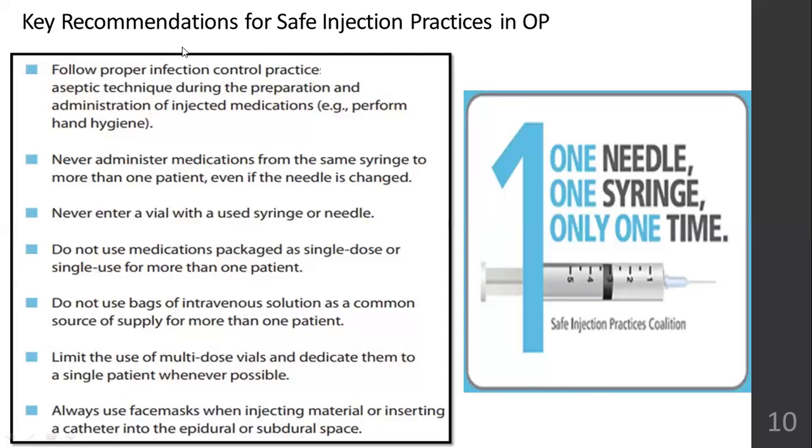This is also unhygienic. Limit the use of multi-dose vials, and if you don't have any other option, you have to use multi-dose vials. Dedicate one multi-dose vial to one patient. Don't use multi-dose vials for multiple patients. In one vial you can give at least 5 to 6 injections. So make sure you give those 5 to 6 injections from the same multi-dose vial to one patient only. So you will prevent the spread of infection.